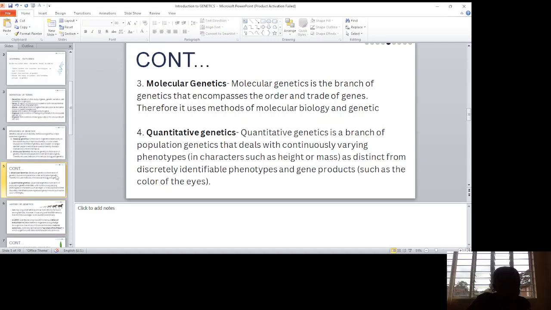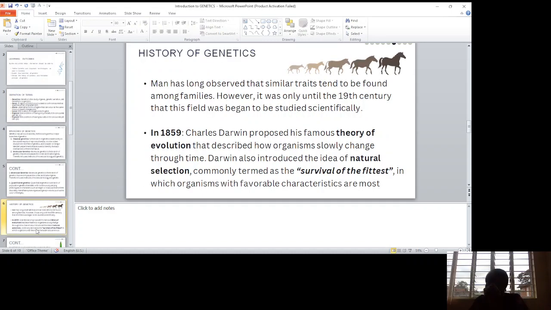So from there, we quickly move on to the history of genetics. As you all know, everything has a beginning. So when it comes to the history of genetics, I'm going to be talking about various timelines. The first timeline is in 1859, where you find Charles Darwin. Charles Darwin proposed a famous theory of evolution.